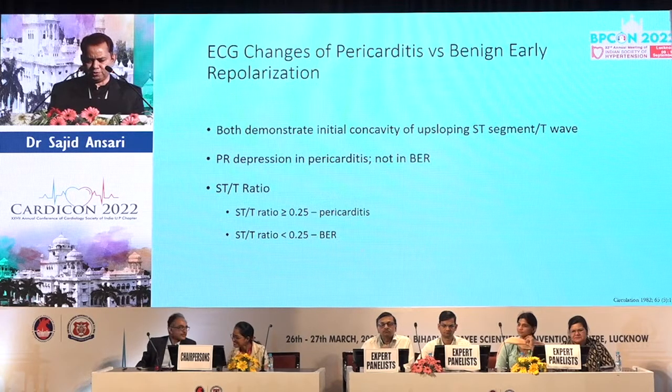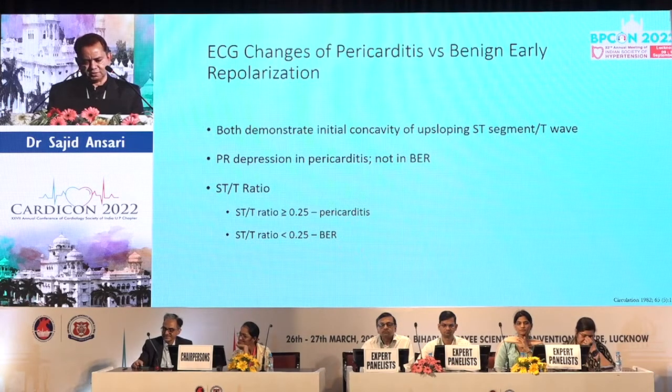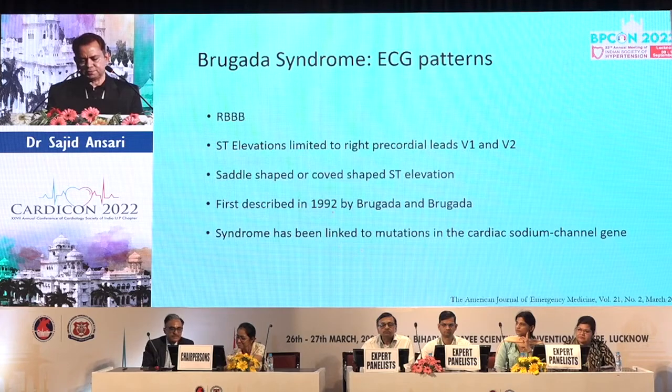Both demonstrate early concavity of the upsloping ST segment or T-wave. PR depression in pericarditis is not seen in BER, and the ST to T ratio is more than 0.25 in pericarditis.